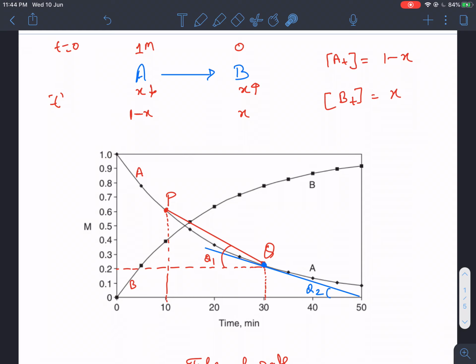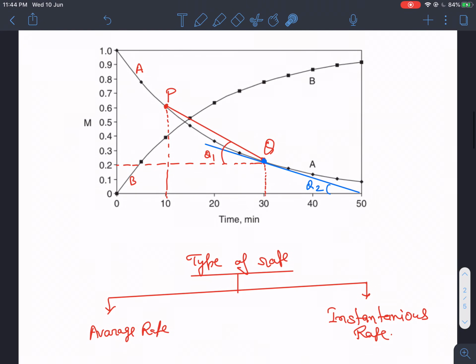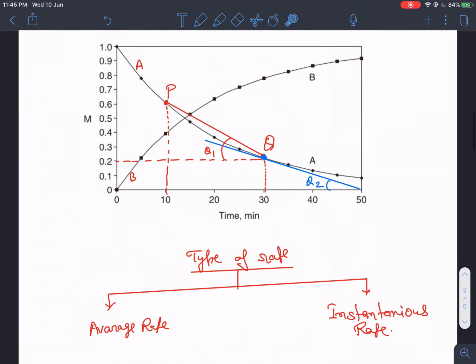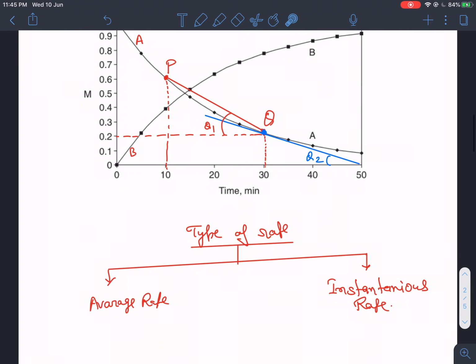Now let's discuss the various aspects of rate of reaction and what is the relation between the rate of A and the rate of B. First of all, let us understand how many different types of rate are defined in chemical kinetics. There are 2 types of rate, guys, average rate and instantaneous rate, just like you would have studied in physics, average velocity and instantaneous velocity.